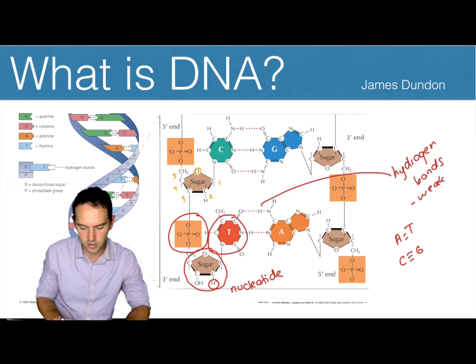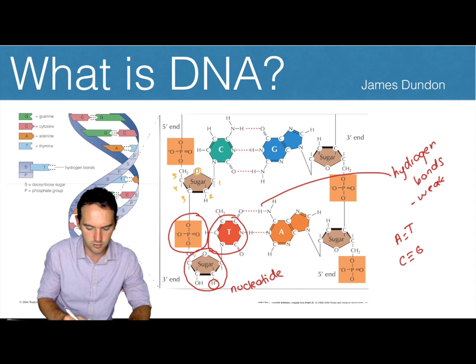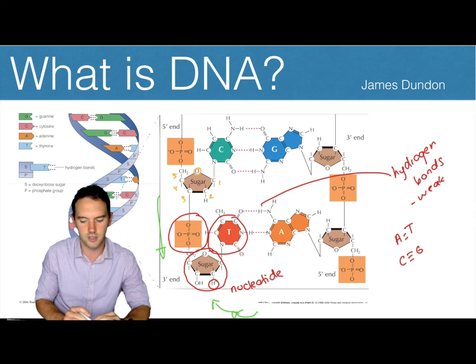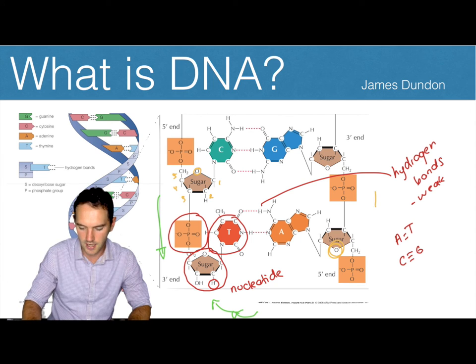So this sugar here brought this phosphate and then bonded to that third prime carbon of that sugar, okay? And so we actually build in this direction. So the new sugars are coming in from this direction and building down, okay? And on the other side, you'll notice it's in the opposite orientation. So here's our crown, okay? And then we would build down in that direction.